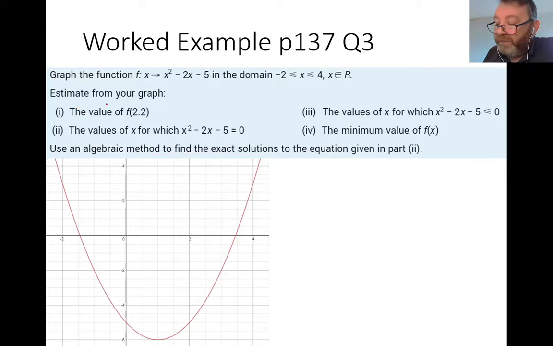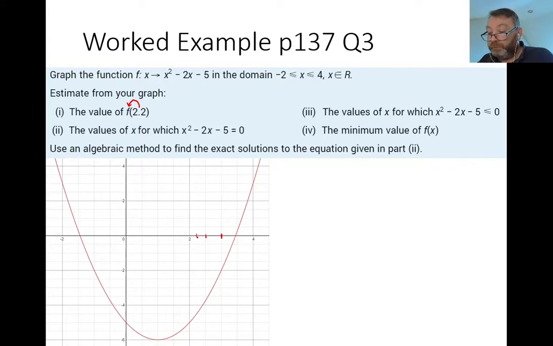Okay, estimate from your graph the value of f of 2.2. Now, what do you notice? You notice here that 2.2 is in f. That 2.2 is an input. Okay, so therefore 2.2 is an x value. So in that case, to work out 2.2, well, there's 3 for a start. So that's 2.5. So 2.2 is roughly there. Okay, and I say roughly because I haven't got graph paper that allows me to see 2.2.